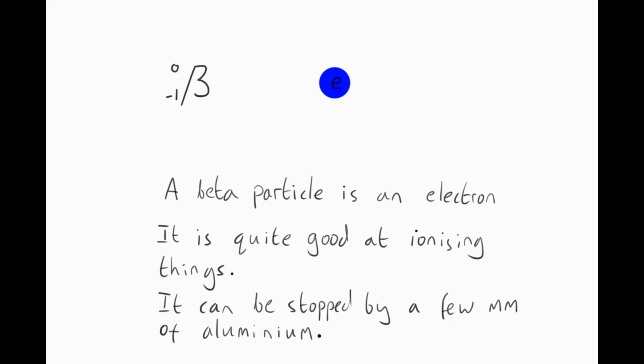Beta radiation is the emission of beta particles from the nucleus of an atom. Now, beta particles are in fact just electrons. They're quite good at ionizing things. They're not quite as good as alpha, which means they can travel a bit further than alpha. They can't be stopped by paper or by air. We would need a few millimeters of aluminium in order to stop them.